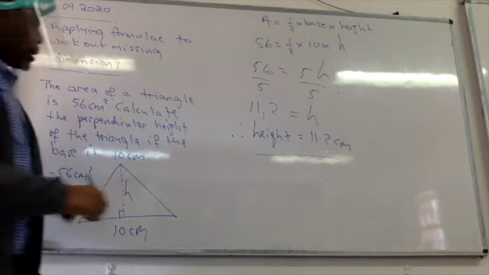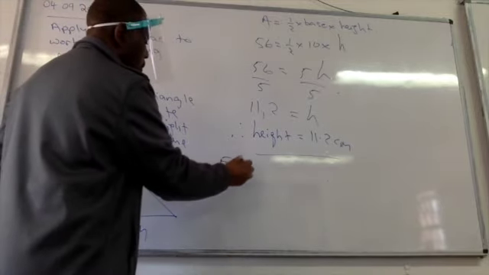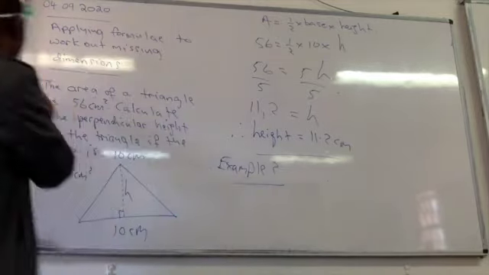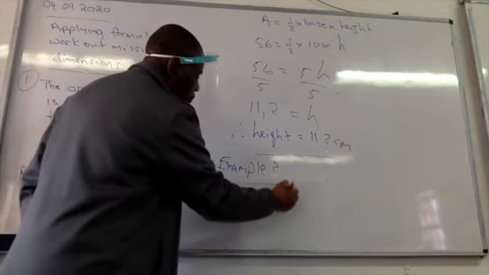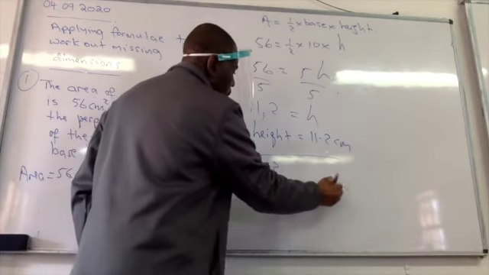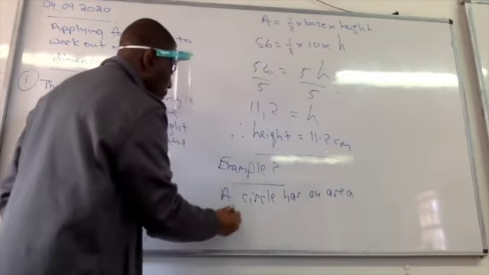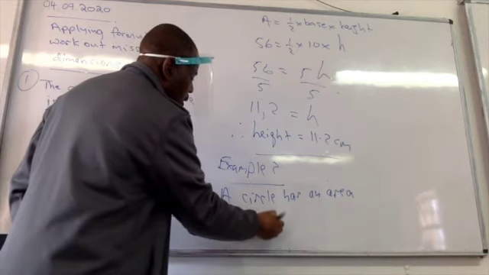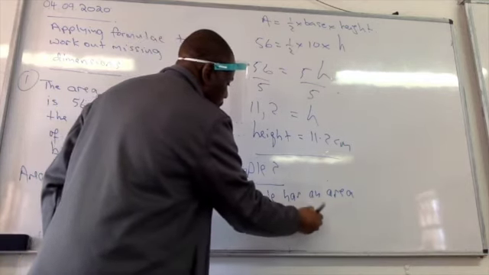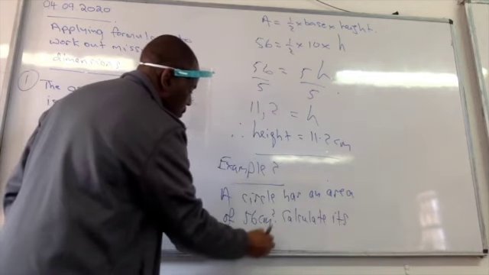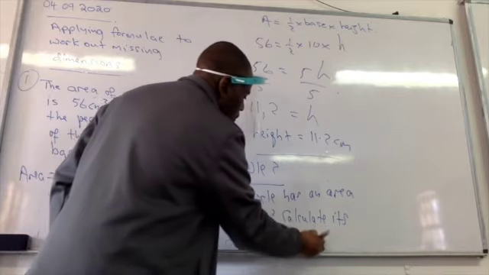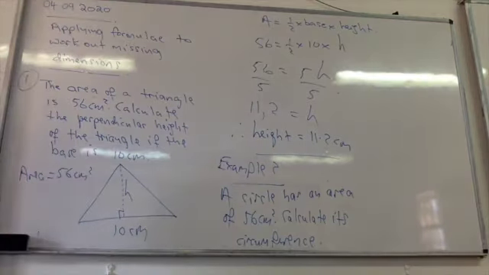Okay, just one last example. Let's call this one example 2. Maybe we'll call that one 1. A circle has an area of 56 square centimeters. We want to calculate its circumference. So this particular circle has an area of 56 square centimeters.